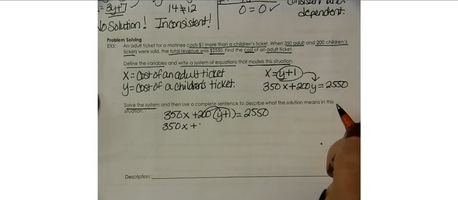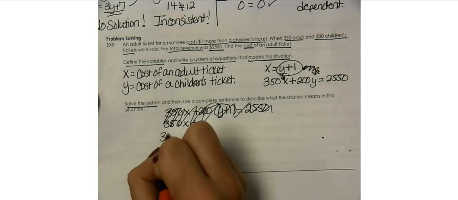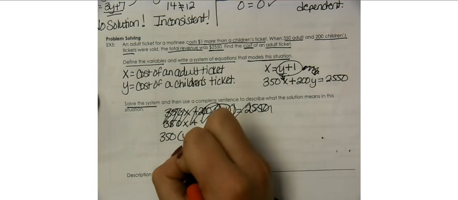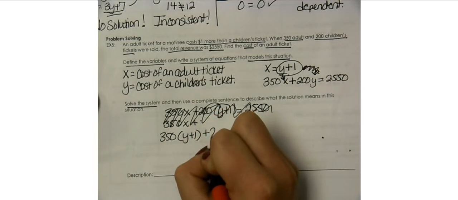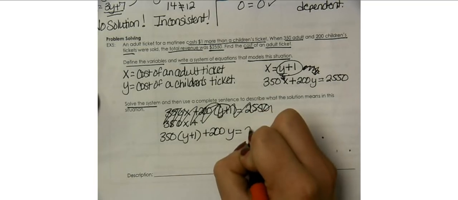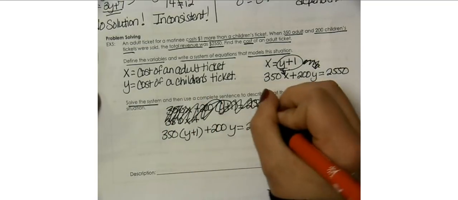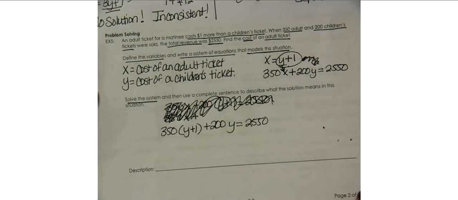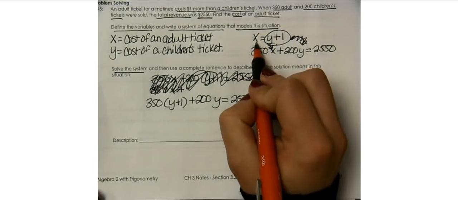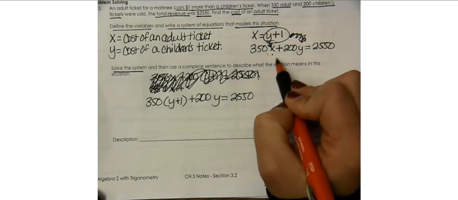I'm going to get rid of my parentheses by distributing 200 to each term, and I have 350x plus, plugging this in, totally screwed that one up, geez Louise. I'm plugging this in for x, not for y. Let's try this again. We have 350 times y plus 1 plus 200 times y is equal to 2,550. Sorry about that, guys. One of the consequences of doing math in pen. All right, does that make sense? We know what x is. We're going to substitute it in for x into that equation. And I'm going to solve for y.